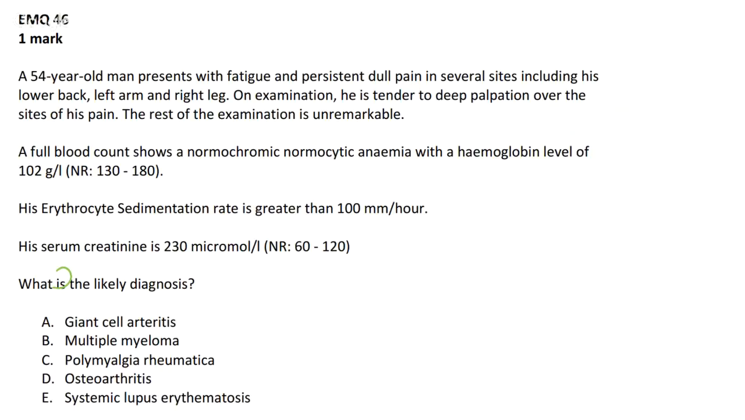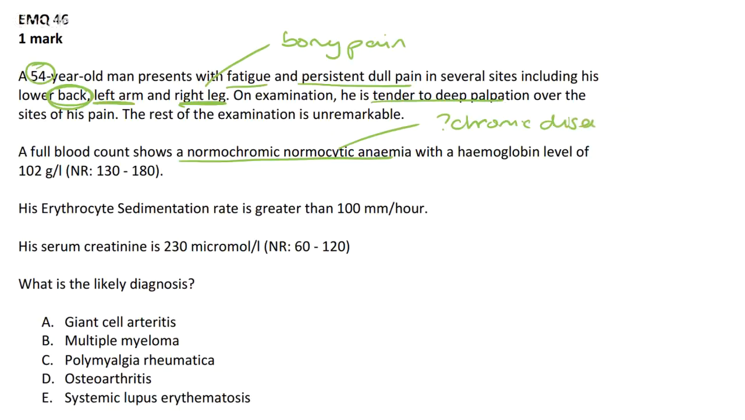Okay, so what's this? Okay, so 54, fatigue, dull pain, including his lower back, left arm and right leg. So he has bony pain. Tenderness on palpation. Normocytic normochromic anemia, so he potentially has chronic disease. Chronic disease, okay, as we can see there. ESR is greater than 100. Therefore, he has... I mean, again, I always tell you, don't get buzzed, but everything in this question suggests multiple myeloma, including his serum creatinine, okay?